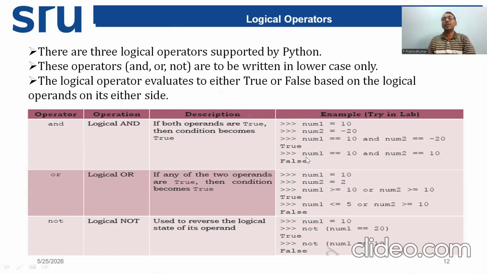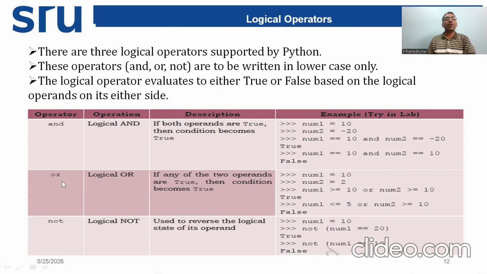Coming to the second example, number 1 is 10. Of course, that is true. But number 2 is not 10. That is minus 20. So this is false. True and false becomes false. When both the operands are true, then only it gives the result as true. If any one of them is false, obviously the result becomes false.